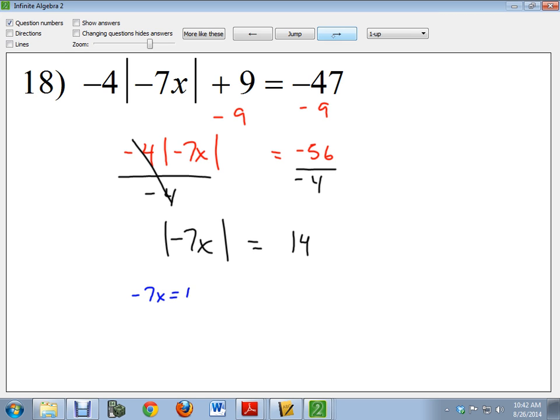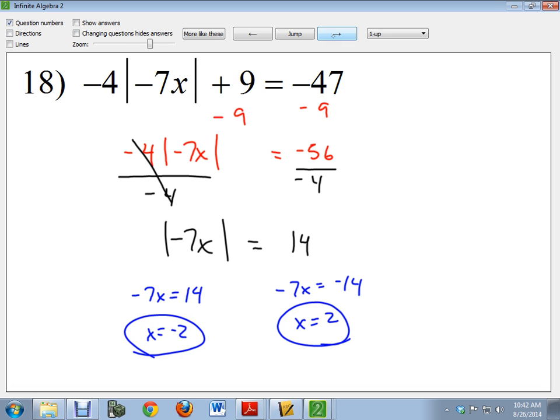Negative 7x is equal to 14, and negative 7x is equal to negative 14. We'll divide, and x will be equal to negative 2, and x will be equal to a positive 2. And these are my two solutions that I have received. Now the question is, do those solutions actually work if I were to check them?